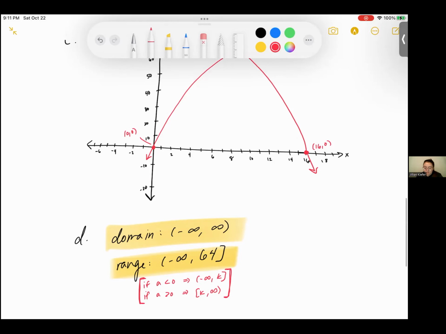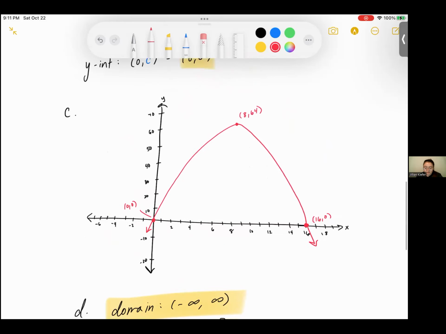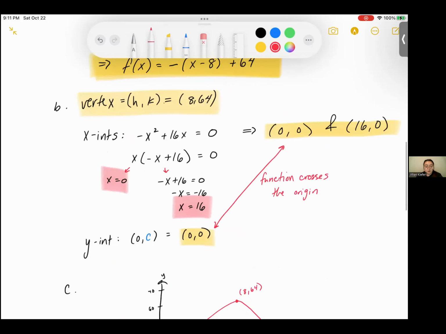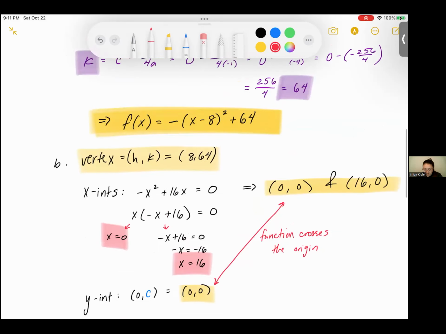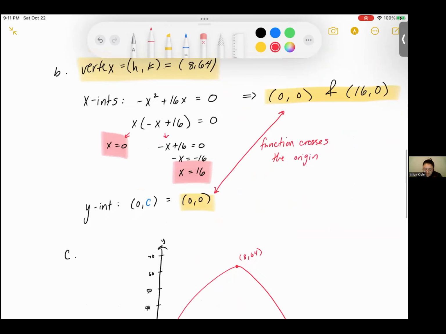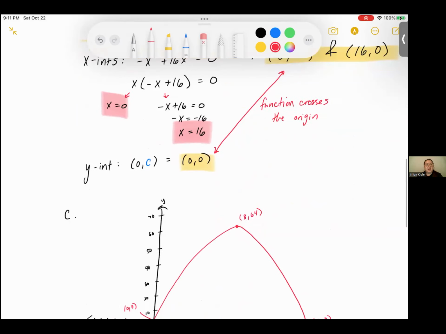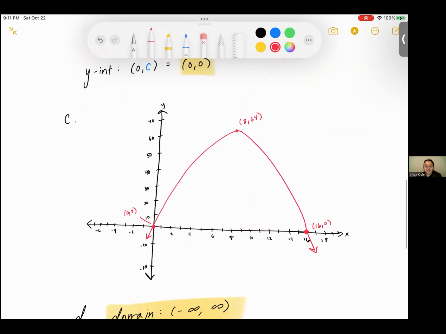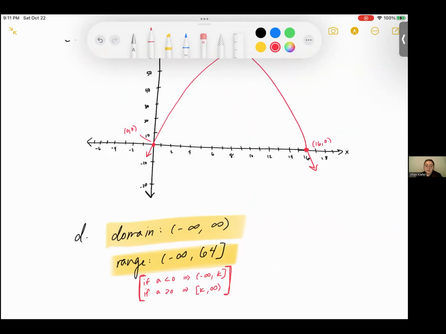So all right, that wraps up example 2. We took our quadratic formula, we put it in the standard form, we found the vertex, the x-intercepts, we graphed it, and we found the domain and the range. All right, so we're going to go back over to the slides. We can go on to our next problem.